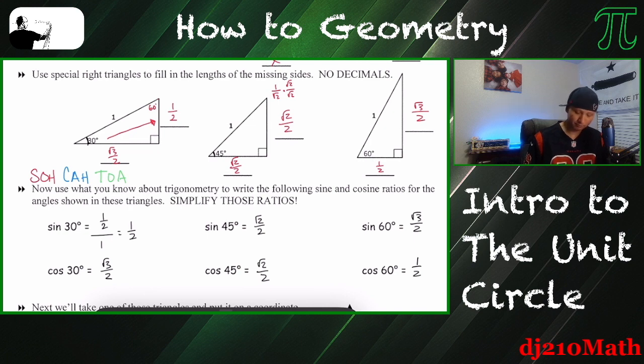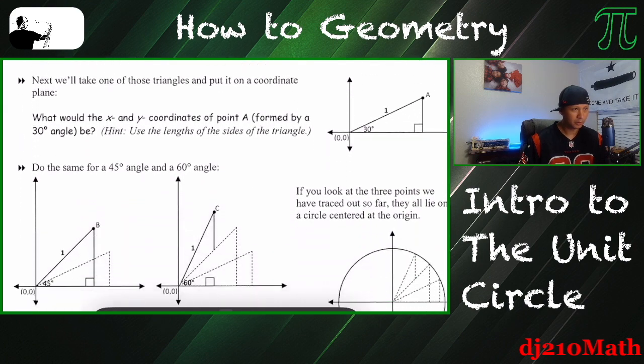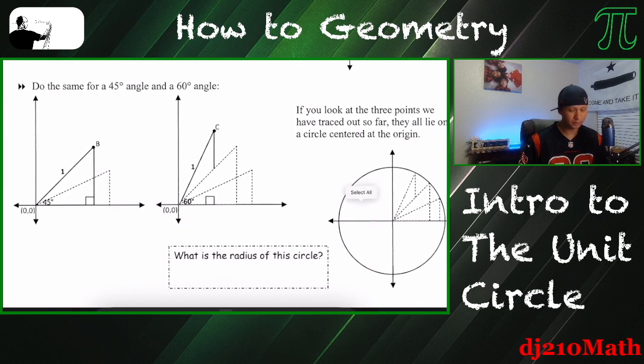So see how easily we can get to the sine or cosine of one of these three angles, 30, 45, 60. Okay, so I think this is a good segue into what the unit circle is, right?